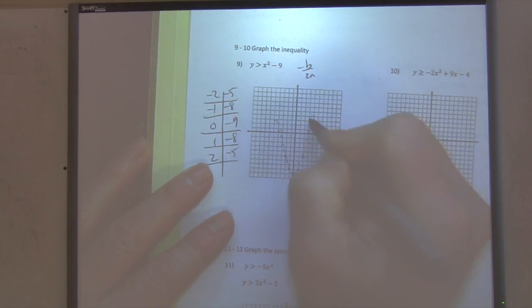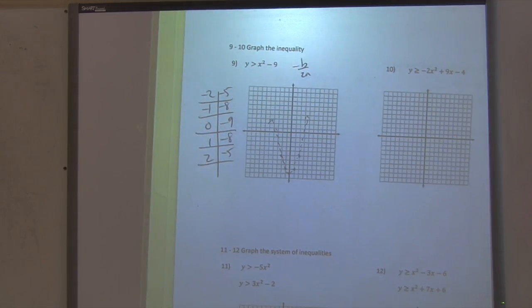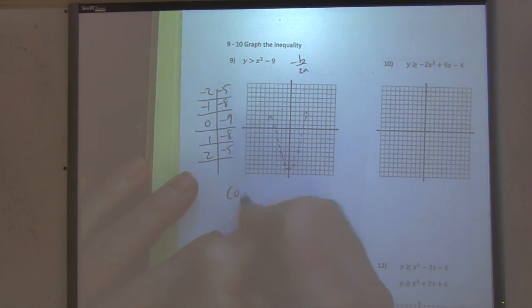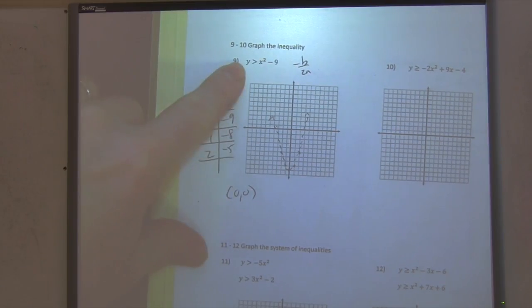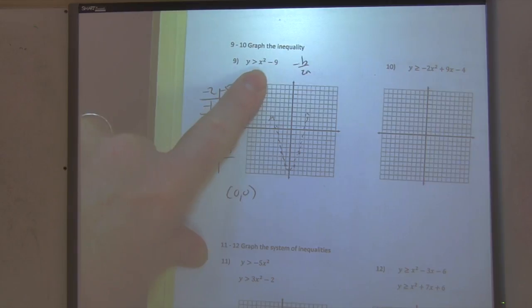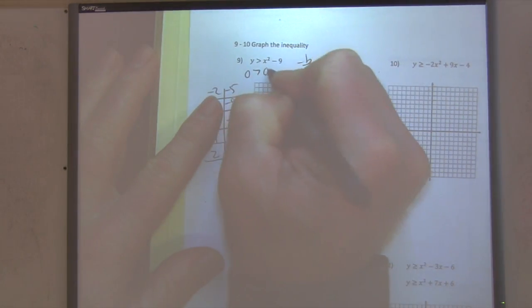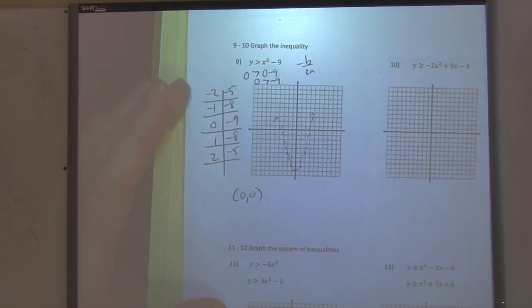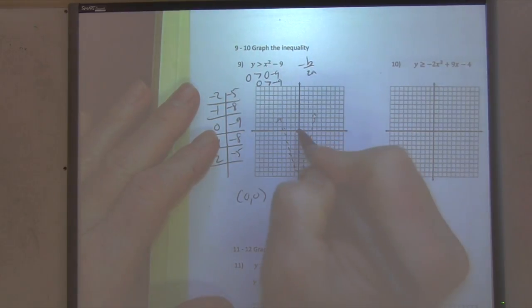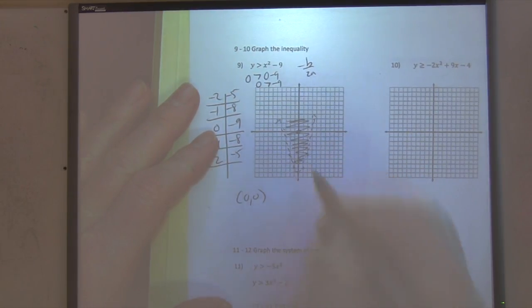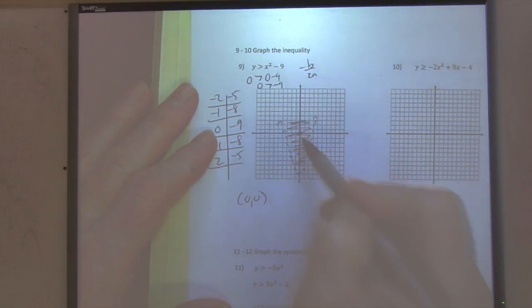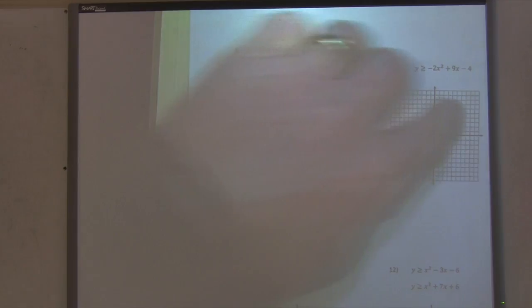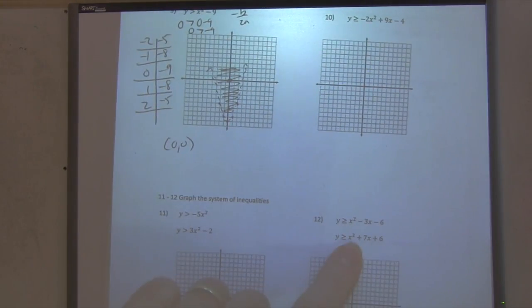And then what you have to do is you have to show me. So you can get this chart on the calculator, but then you have to test a point. Now again, I always recommend testing (0, 0), unless it's on the line. You can pick any point you want, but I'm going to pick (0, 0). And so I test it. I plug in 0 for x and 0 for y, and so I get 0 is greater than 0 minus 9. Is 0 greater than negative 9? The answer is yes. Well, if the test point works, then I want to shade where the test point is. So since the test point is inside and it worked, I want to shade inside. If I didn't get this working, then I'd want to shade outside. So that's what you do on 9 and 10. And then on 11 and 12, it's the exact same thing.